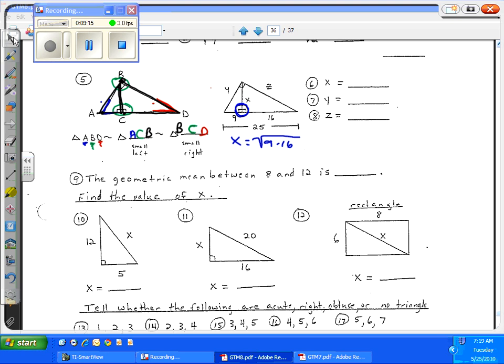Either leg is the geometric mean between the hypotenuse and the segment of the hypotenuse adjacent to that leg, meaning that that leg y is equal to the square root of the hypotenuse and the closest piece, 9. And the other leg z is the geometric mean between the hypotenuse and the segment of the hypotenuse adjacent to that leg, meaning that it's equal to the square root of the hypotenuse 25 and the piece closest to it, 16.